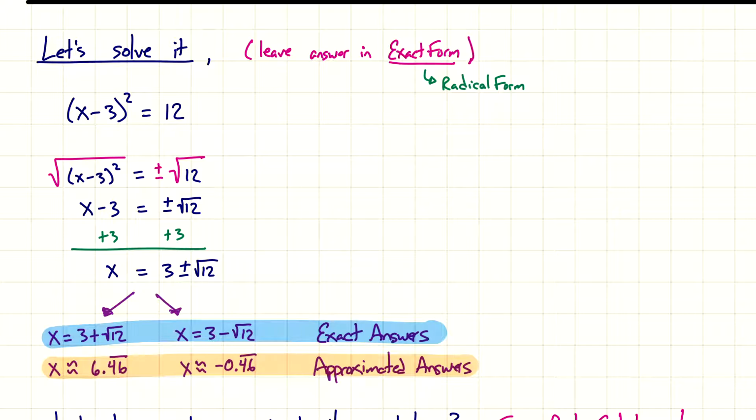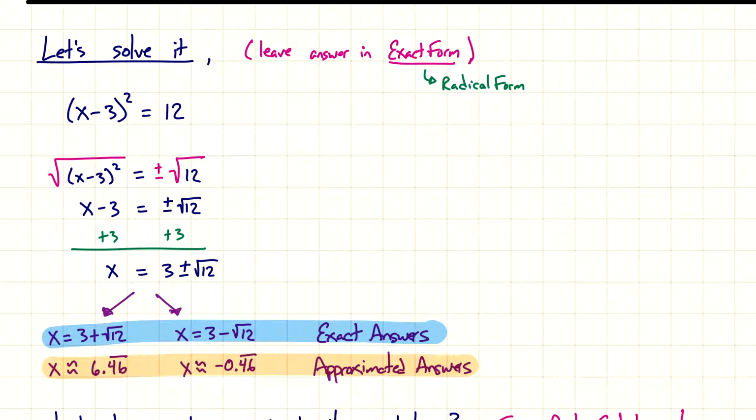Directions might say leave your answer in exact form. Right? We've talked about exact answers and approximated answers before. Another way of describing exact form is radical form. When they use the word radical, they're really talking about this radical math symbol, which usually we call a square root. It's a square root function that uses this radical symbol.